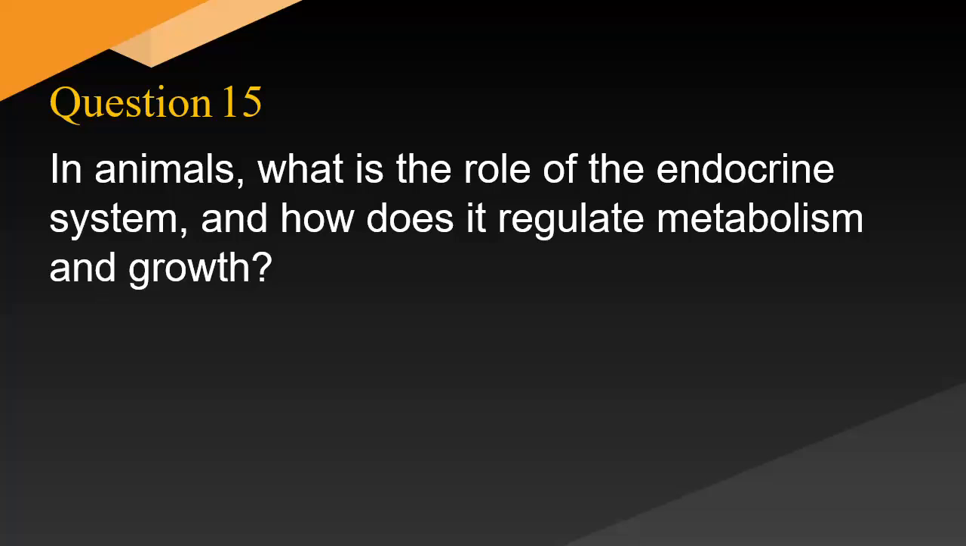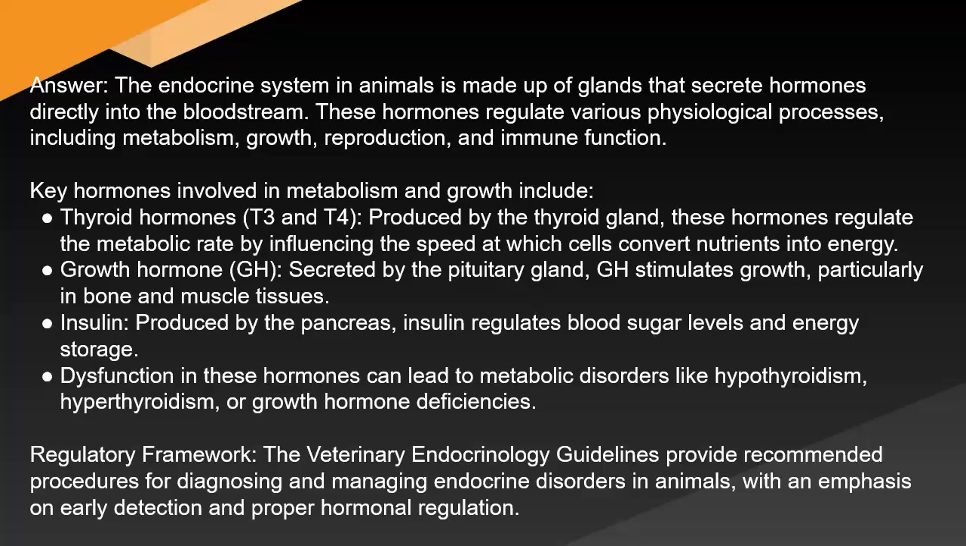In animals, what is the role of the endocrine system and how does it regulate metabolism and growth? Answer: the endocrine system in animals is made up of glands that secrete hormones directly into the bloodstream. These hormones regulate various physiological processes, including metabolism, growth, reproduction, and immune function. Key hormones involved in metabolism and growth include thyroid hormones, produced by the thyroid gland.